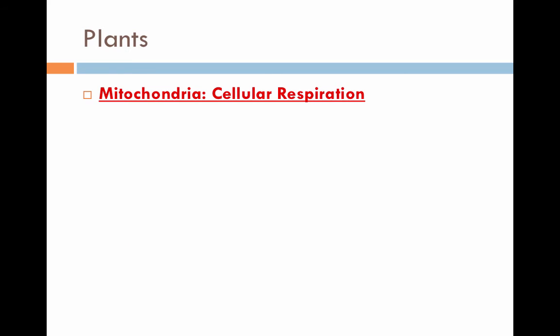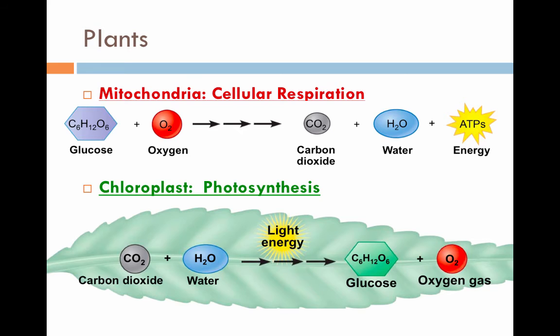Let's look at the two formulas side by side. Remember, the mitochondria does cellular respiration and the chloroplast does photosynthesis. Do you guys see anything similar about these chemical formulas? Hopefully you'll notice that the reactants of one are the products of the other, meaning they're just the reverse of each other. Look at cellular respiration. Glucose and oxygen go into a mitochondria, and out comes carbon dioxide, water, and energy.